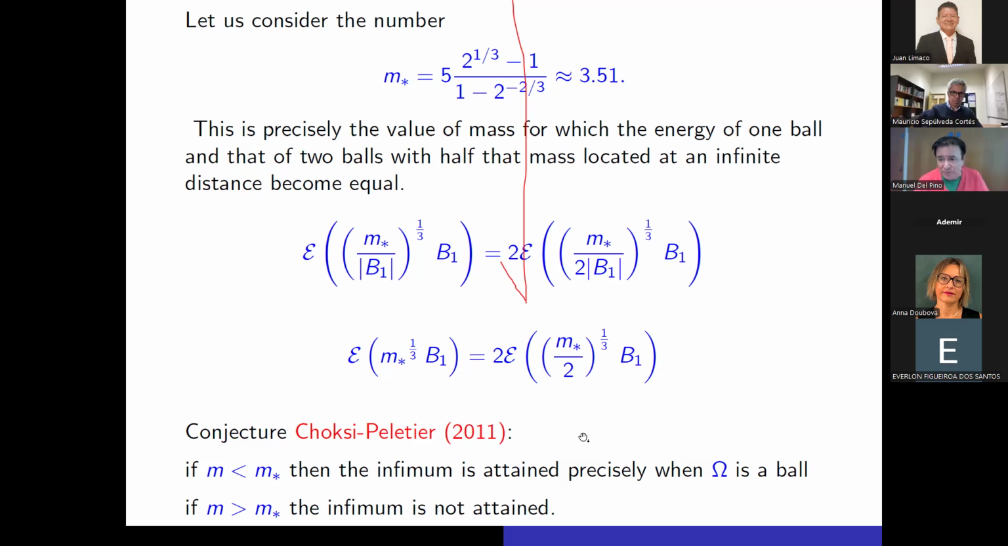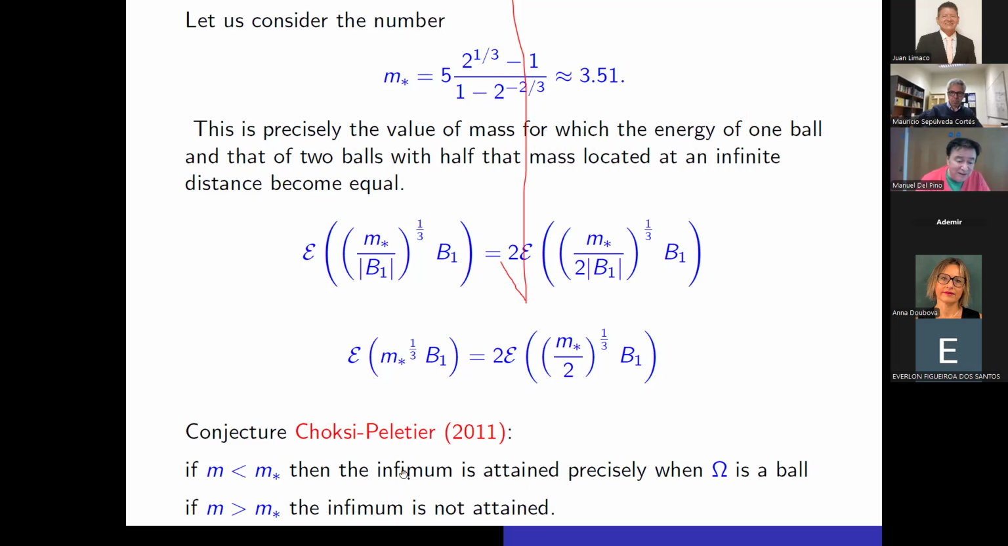There is a conjecture that was probably formulated by physicists much before, but this was due to Choksi and Peletier in 2011. What they propose is that the following situation holds, which is more or less logical, right? If m is less than m star, then the infimum is attained precisely when omega is a ball. So the balls are minimizers according to this conjecture whenever m is less than m star. While if m is bigger than m star, in which case the ball is not a minimizer, it is additionally claimed that the infimum is not attained at all, so that there is no global minimizer. So this is the situation.